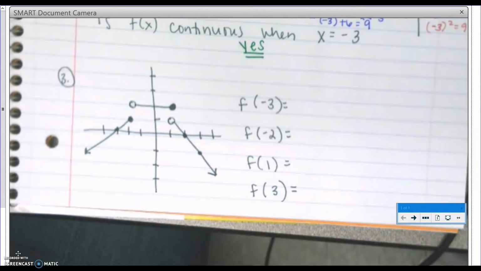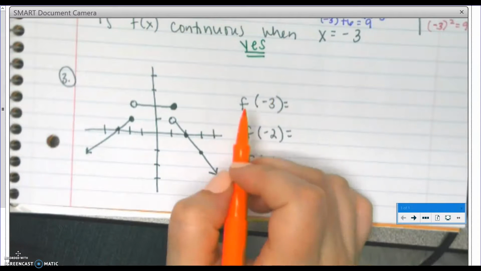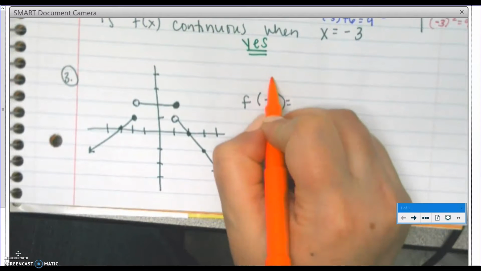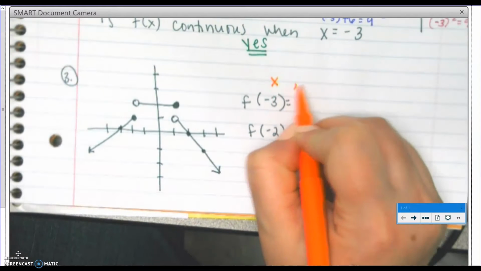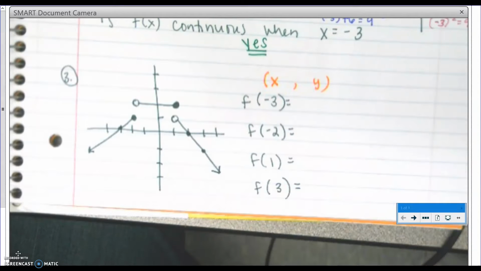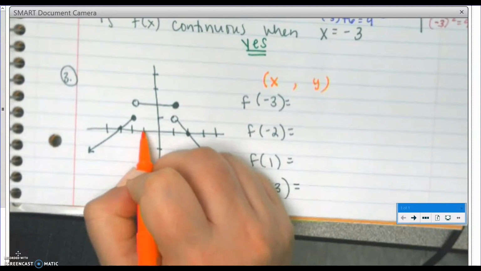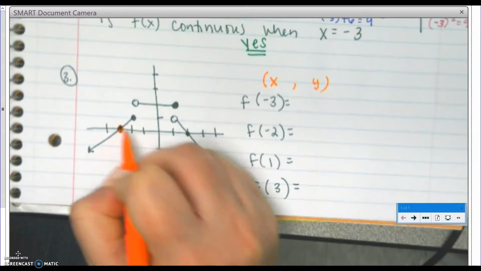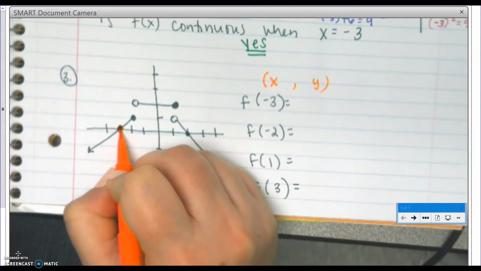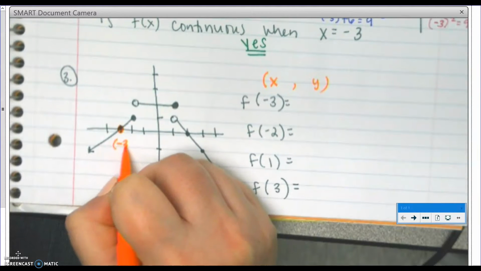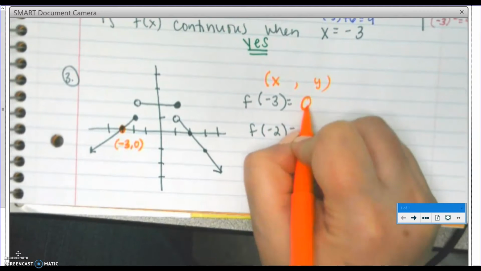All right, briefly going over how to evaluate piecewise functions from a graph. Remember that that's the x part of the ordered pair. Your job is to find the y part of the ordered pair. So negative 3, it looks like it goes right through 0. This would be the point negative 3, 0, so this answer is just 0.